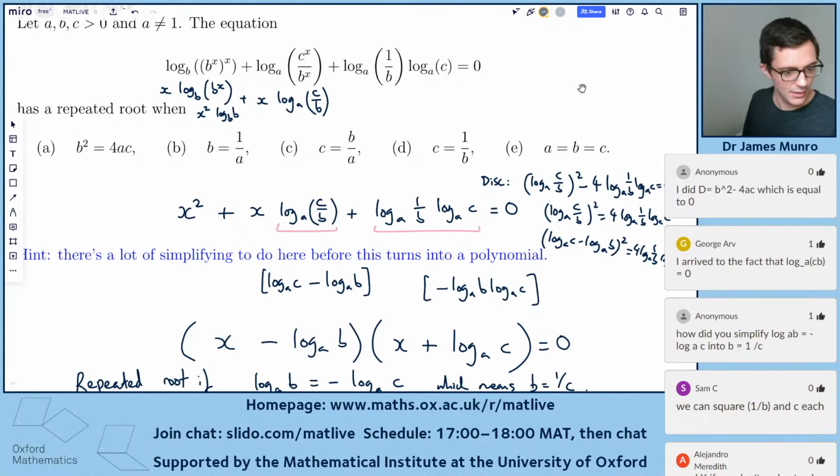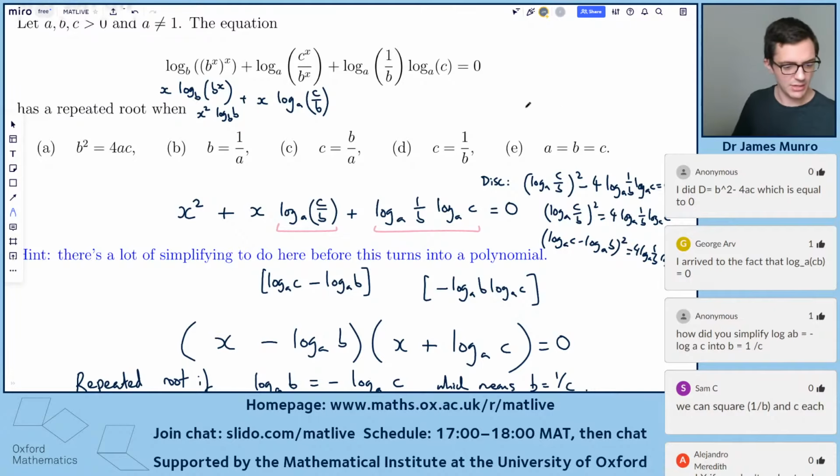Right. Another one? Yes. Okay, so anonymous person here did the discriminant, big D is equal to B squared minus 4AC. And George arrived at the fact that log base A of C times B is equal to 0, which is the same thing, and CB has to be 1.